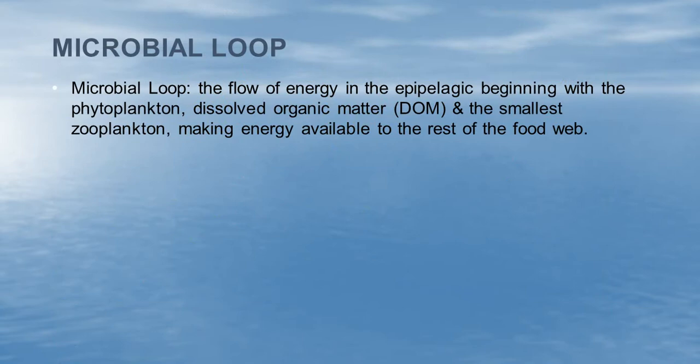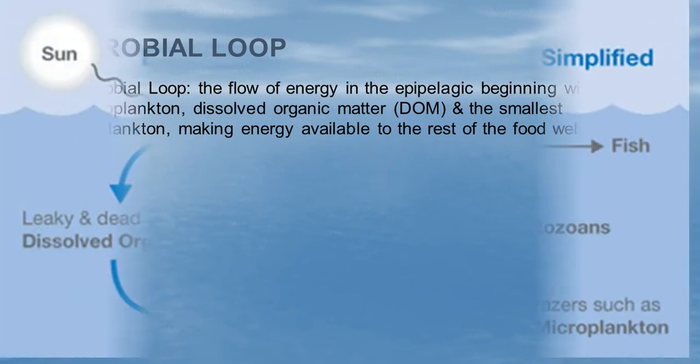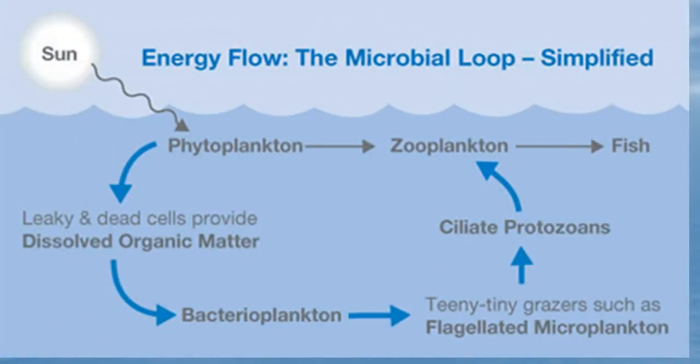So what is it? The flow of energy in the epipelagic, beginning with the phytoplankton and dissolved organic matter, the zooplankton, and moving up to the rest of the food web. If this is the one you choose to draw, that'd be okay, but I have a different one as well. So you can choose between this one and the next one I'll show you. I'll tell you when it comes. All right, so we just see the same thing right here, and the bacterioplankton. They're bacteria, and they're floating as well.